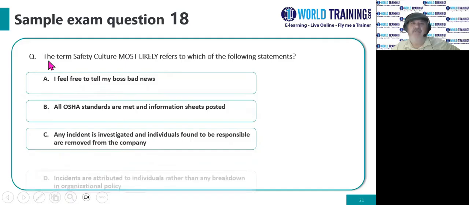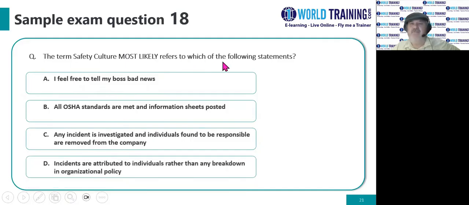Okay, the term safety culture most likely refers to which of the following statements? I feel free to tell my boss bad news. Certainly that makes sense. All OSHA standards are met and information sheets are posted.